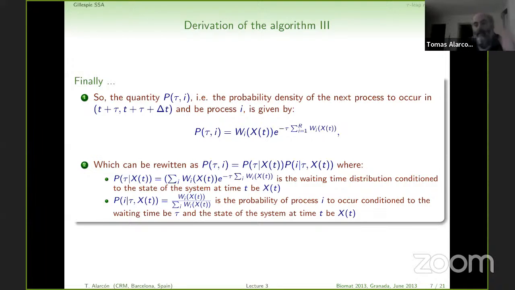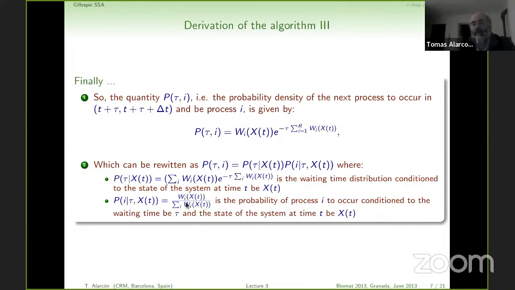So at each time there is the state of the system. Then you have to wait for a given waiting time for the next event to happen, and that's prescribed by the waiting time distribution. Once you have waited for that time, which you obtain by sampling the waiting time distribution, you choose in which way you are going to change the state of the system. That is also done probabilistically, and the probability that the process i changes the state of the system is given by this probability here.